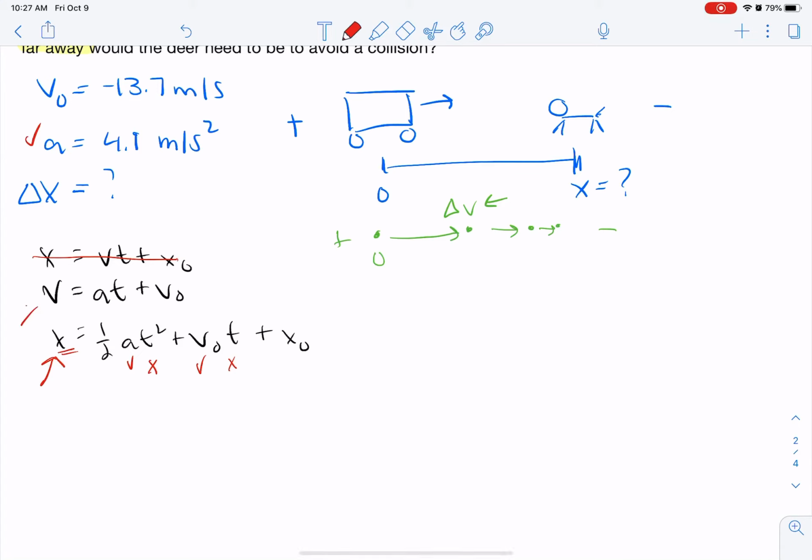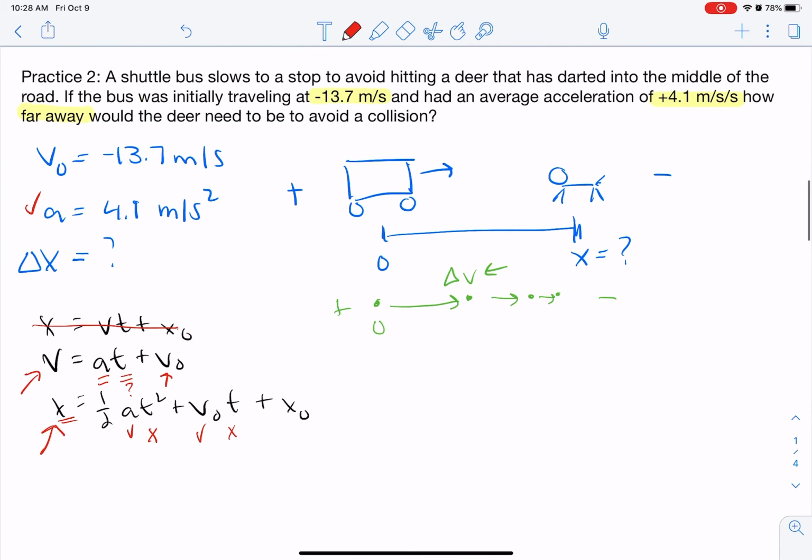So let's see, can we use this equation? We have the acceleration. We don't have the time. We have this. Do we have the velocity? Well, we know he's trying to stop, right? We know he's trying to stop, and if we stop, that means our final velocity is 0 meters per second. So we actually do have that. So let's use this equation.